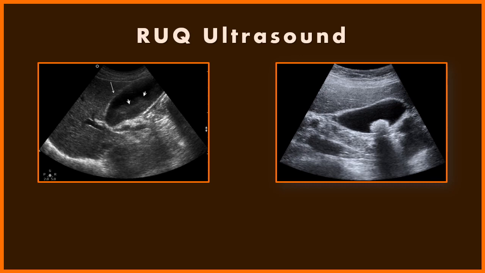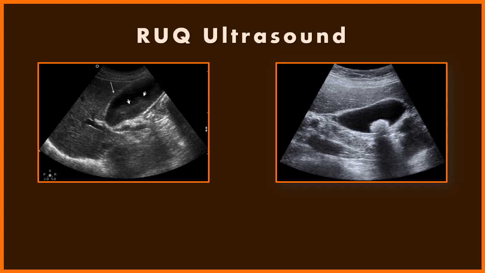So typically the first investigation you're going to want to do whenever you suspect gallstones in a patient with typical biliary colic is a right upper quadrant ultrasound. It's very safe, non-invasive, and there's absolutely no complications from this procedure. So this is very commonly performed.